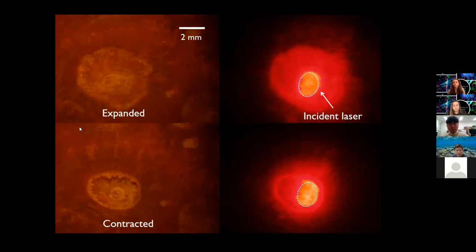If you look at the point spread function of an incident laser beam, you can also visualize this here. In an expanded state, more light enters the tissue, the skeleton gets laterally distributed here, while in a contracted state, more light is locally backscattered.